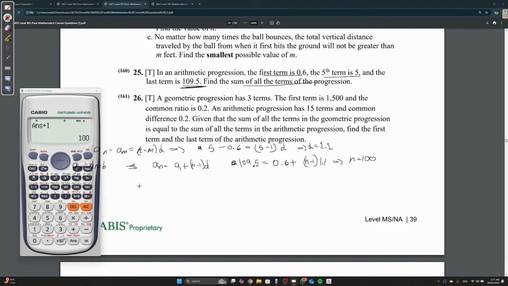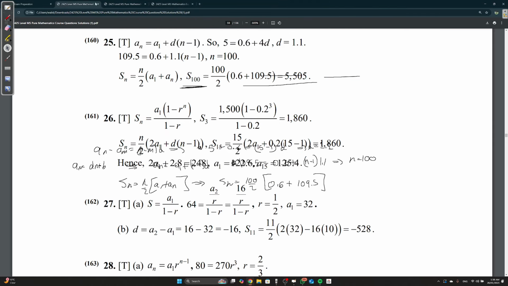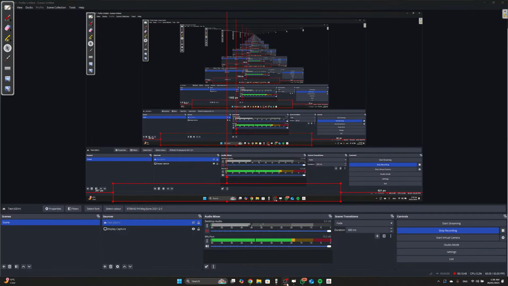Now we know n is equal to 100, so can I apply the sum? Yes, I can. n over 2. You can use a1 plus an, or n over 2 times 2a1 plus n minus 1 d. I'm going to use a1 plus an. So the sum is going to be equal to 100 over 2 times a1, which is 0.6, plus an, which is 109.5. So 50 times 110.1 gives 5,505.